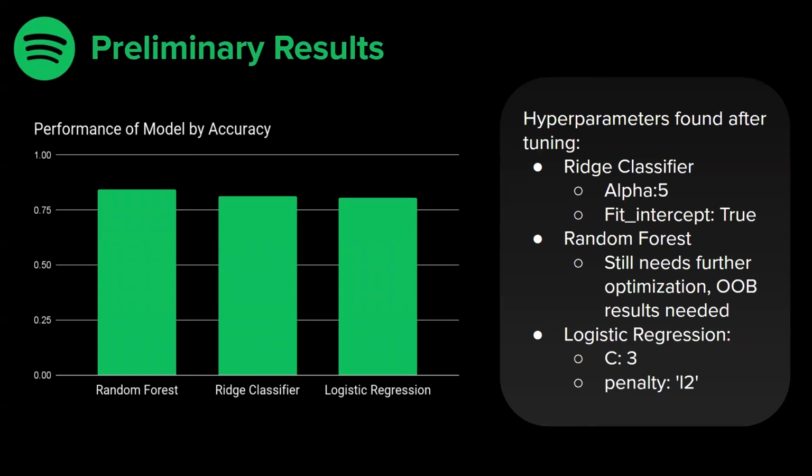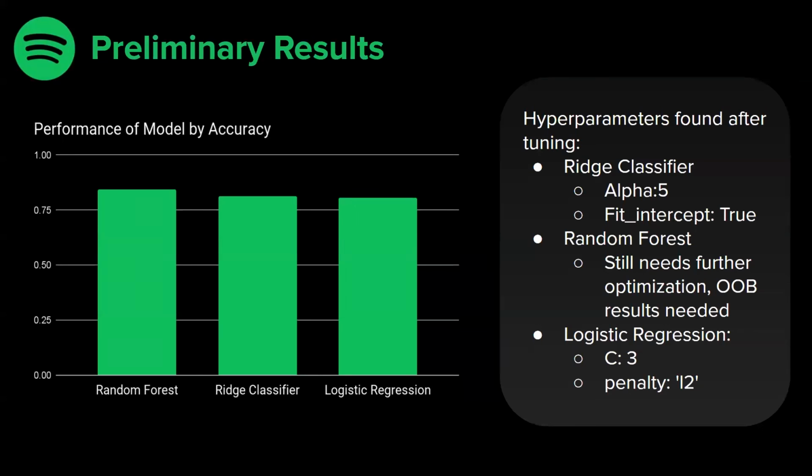And finally, our preliminary results. On the left here, you can see a chart of some of the models we ended up testing, as well as their test accuracy purely. In the future, this will also be supplemented by validation accuracy using cross-validation. Using grid search CV, we were able to tune the hyperparameters, and you can see those hyperparameters listed here for ridge classifier and logistic regression.